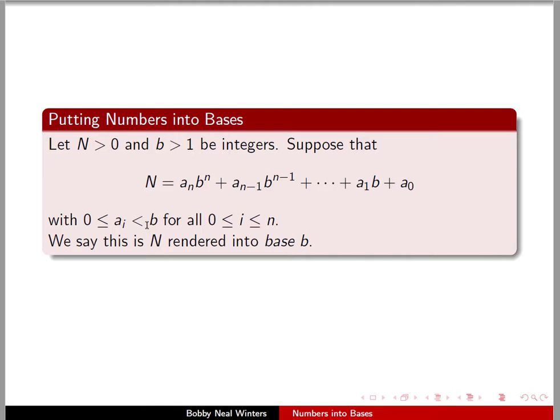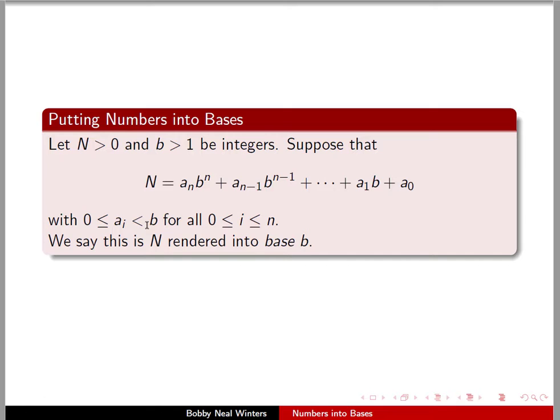Now, typically, you've seen numbers rendered into bases before. I mean, we work with base 10 numbers, and so you know what a number rendered into base 10 looks like. It's just a number that you've written down. We're interested in rendering into binary, okay, where the value of b is equal to 2. And so in that case, our a's are either going to be 0 or 1.